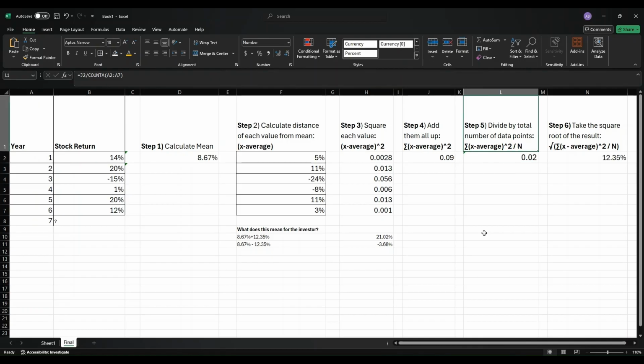Just like when we were calculating the standard deviation of heights, in step 5, we got an answer which was in centimeter squares. Here, our answer will be in percentage square, which doesn't really make sense. And that is why in step 6, we take the square root of the value and we get 12.35%. And this is something that we can work with.